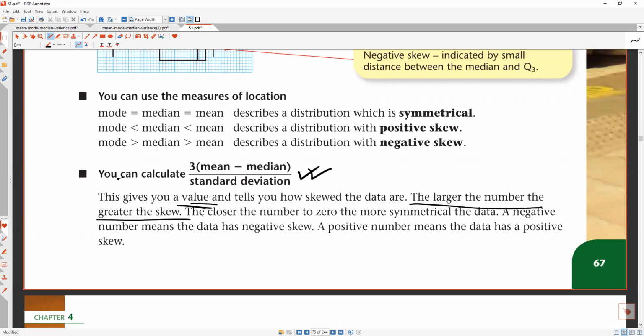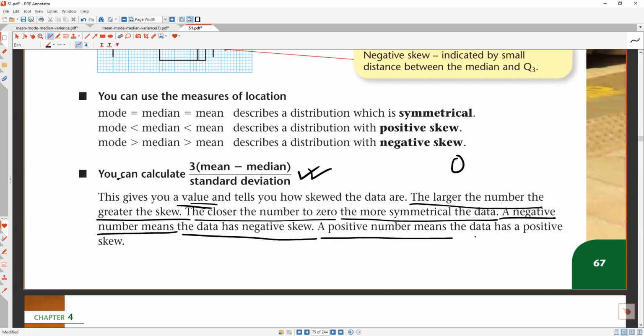Larger the number, greater the skew. The closer the number to 0, the more symmetrical the data. So basically if you're getting 0, it is symmetrical. If it is 0.5, maybe positive skew. তোমার যদি নেগেটিভ আসে তাহলে নেগেটিভ স্কিউ এটা. A negative number means the data has a negative skew. A positive number means the data is positively skewed.